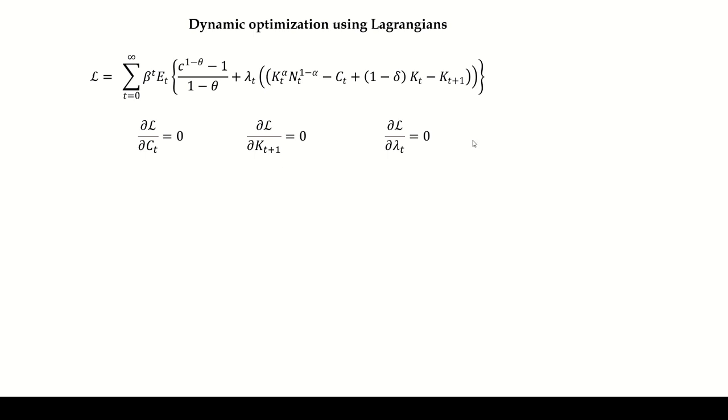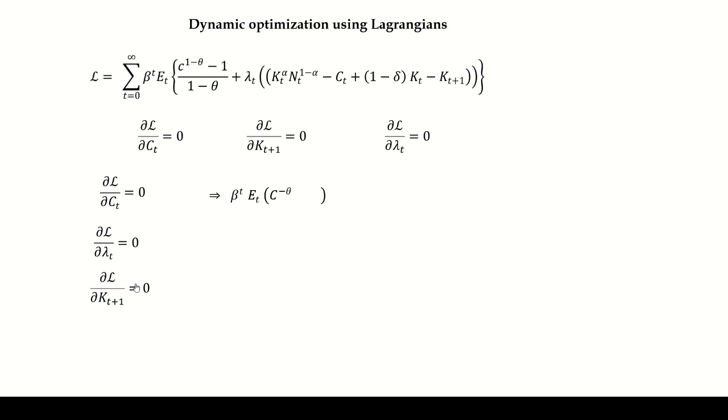So in the current period, the social planner will choose consumption and Kt plus 1, the next period capital stock, and the other FOC would be with respect to the Lagrange multiplier. Okay, so let's just proceed with those FOCs.